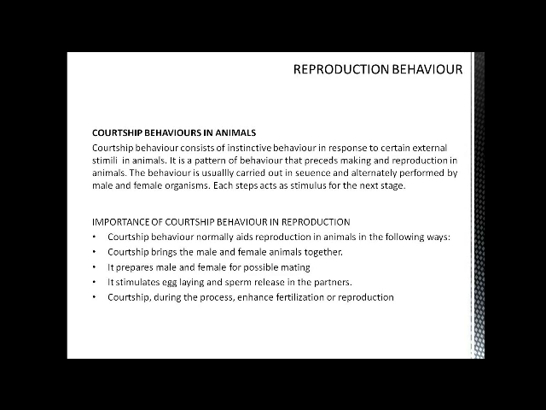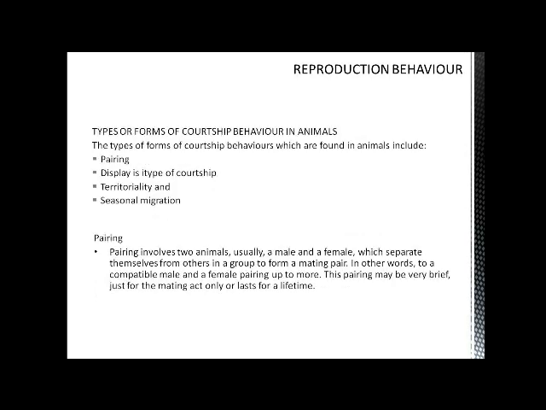Courtship, on the other hand, again brings about fertilization. After the release of the sperm, and when they fuse together, that is the egg and sperm, fertilization takes place. Then subsequently, reproduction. So these are some of the few importance of courtship behaviors in animals.